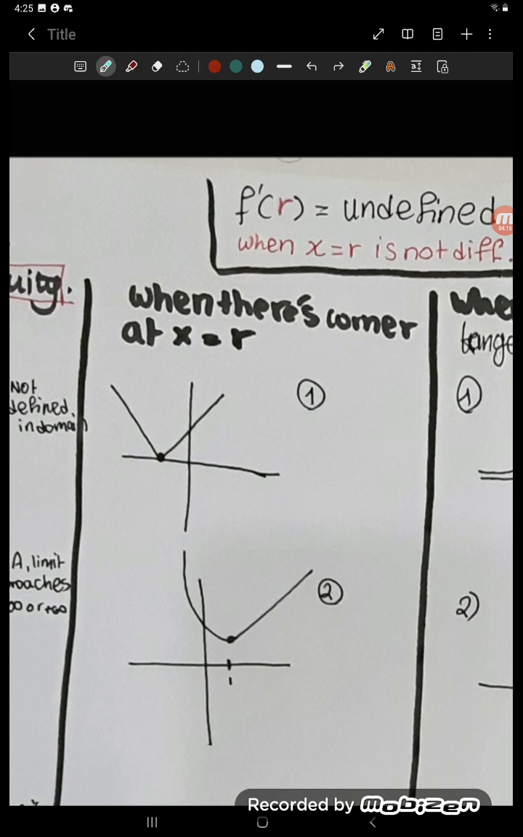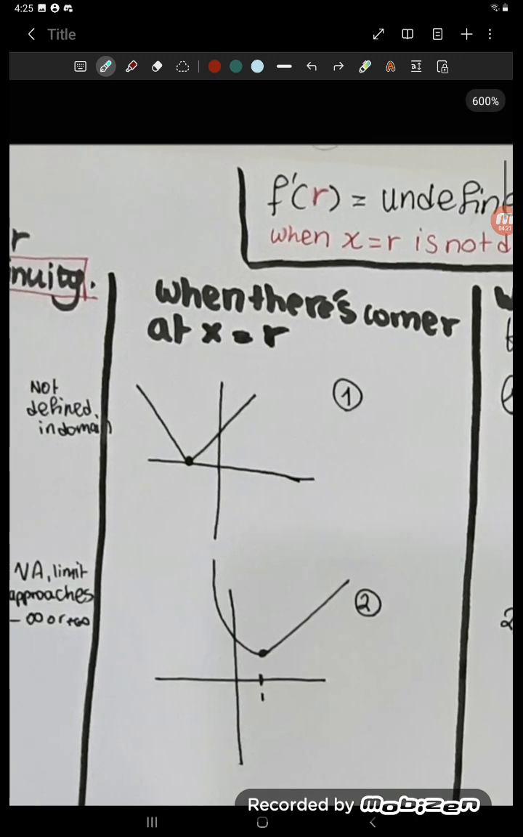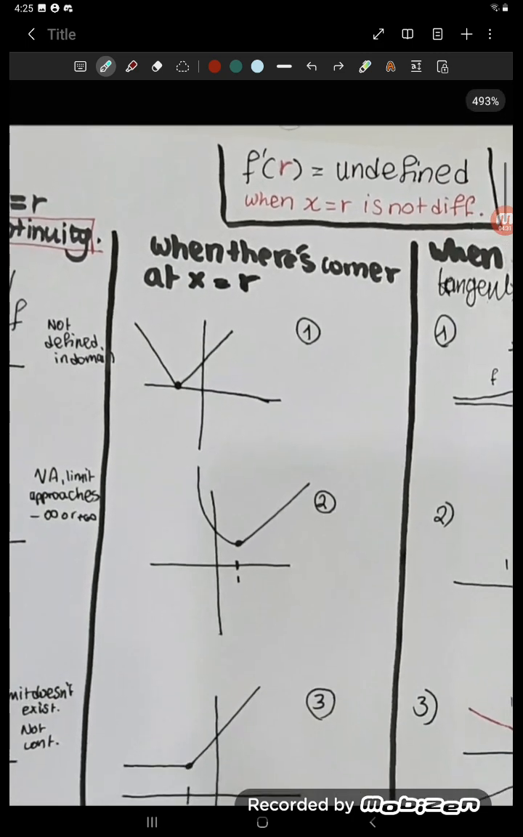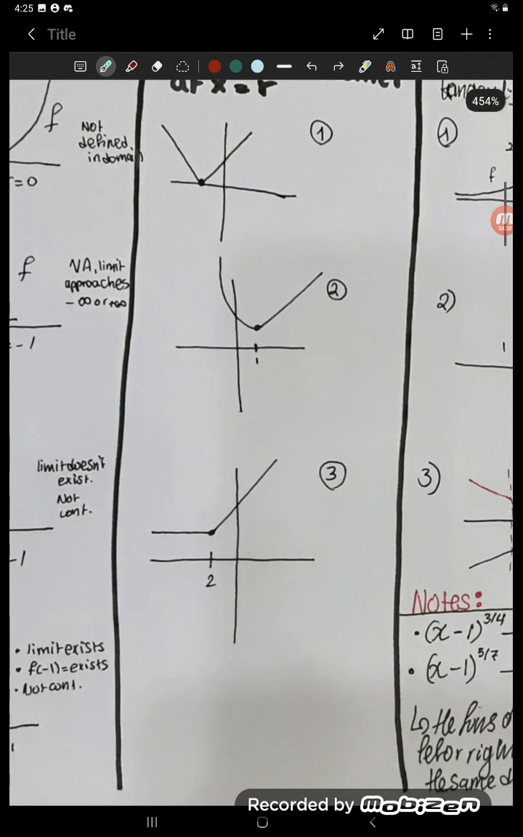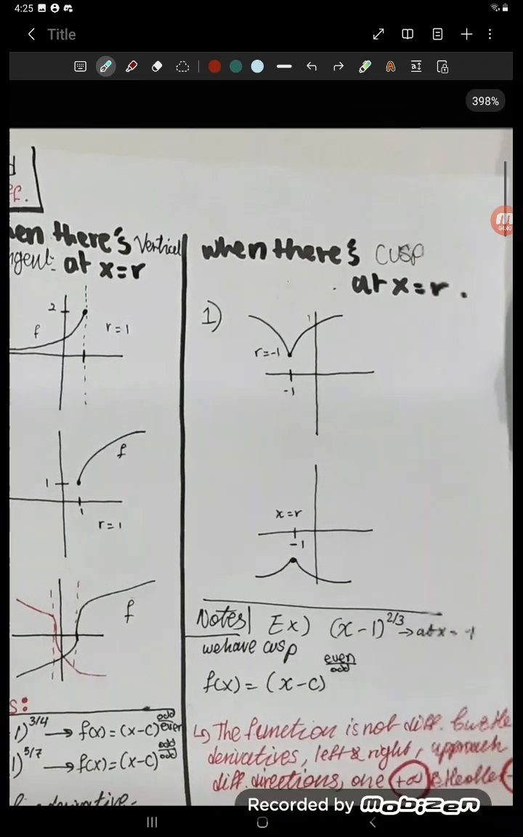The vibe that I'm getting from this is that absolute values have corners. They're not differentiable because they're absolute values, right? And if you take the derivative, it changes dramatically. So they dramatically change. These are some examples. Easy. Now these two are the fun part, the ones that I like.